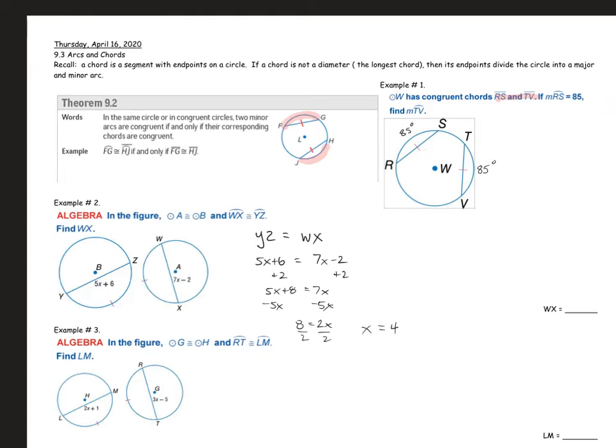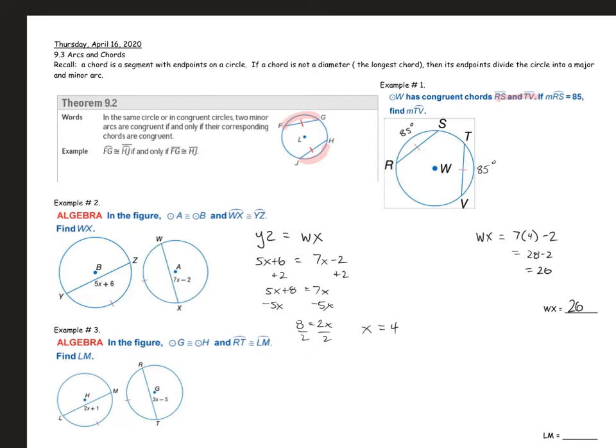But I'm not finished because I want to know what is the length of WX. So all I have to do now is plug in a 4 wherever I see an x. So 7 times 4 minus 2, 28 minus 2 is 26 units, whatever those units are. So WX is 26.